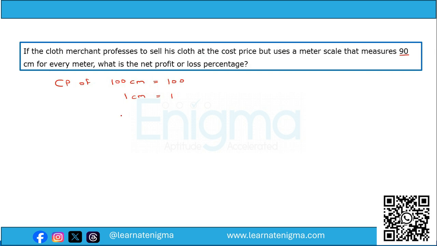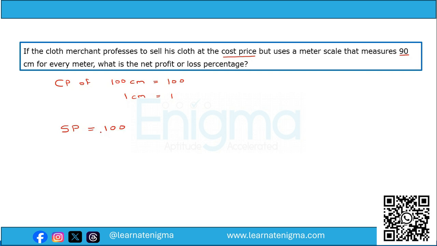Now, the cloth merchant is selling it at cost price itself. So when the shopkeeper claims to sell 100 centimeters of cloth, he will make the bill of 100 rupees. So selling price becomes 100 rupees.